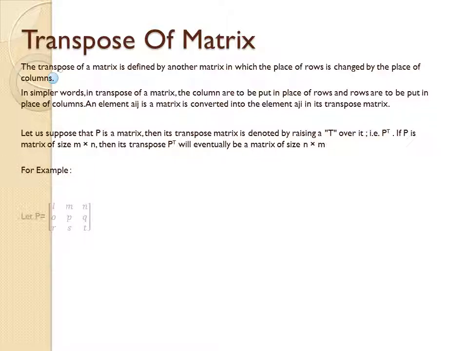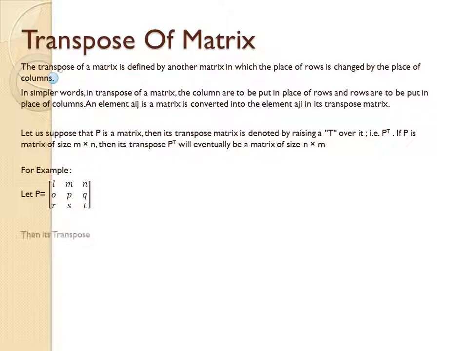So let's take an example, then it will be clear. Let's say P equals a 3 cross 3 matrix, because it has 3 rows and 3 columns. L M N is the first row, O P Q the second row, and R S T the third row. Similarly, L O R is the first column, M P S the second column, and N Q T the third column. So this is a matrix.